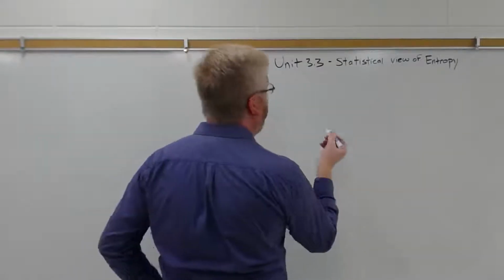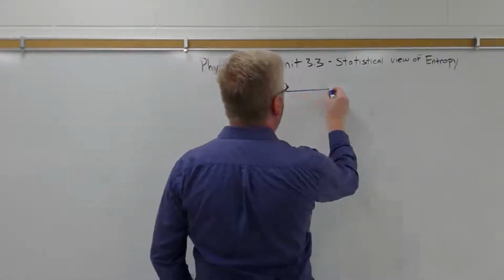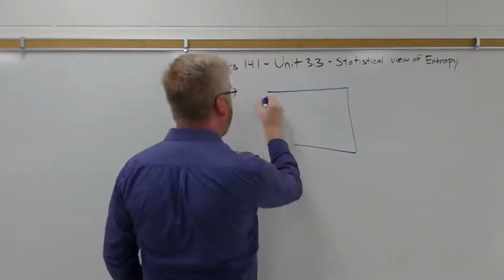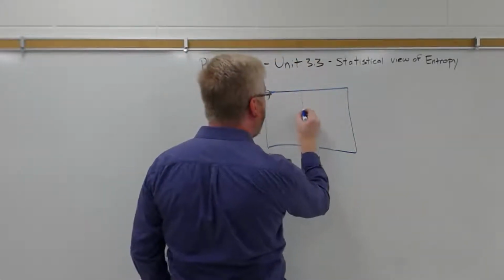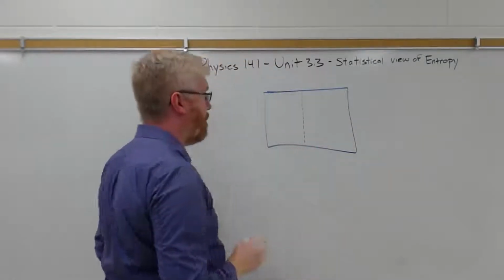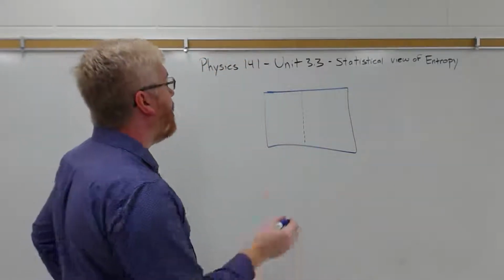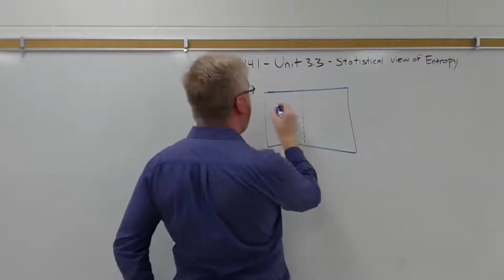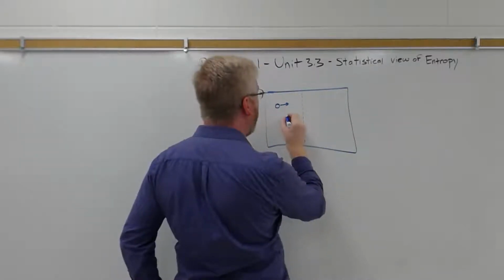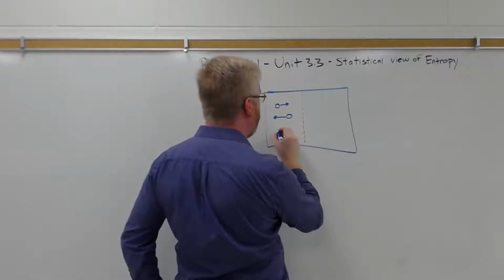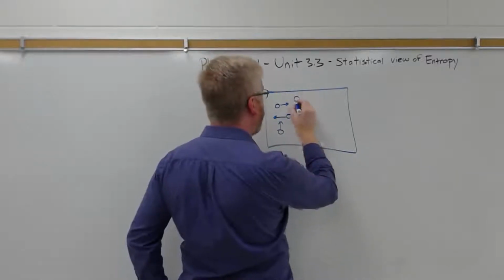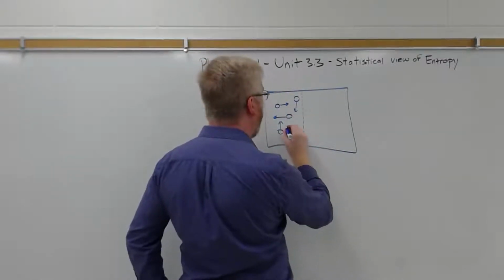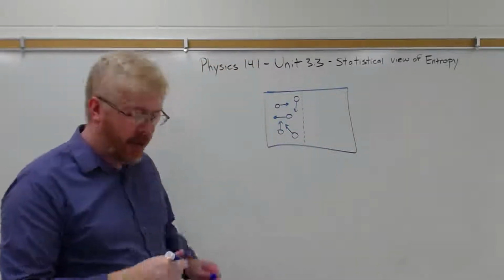And let's look at a perfume example. We'll take a room, and we'll have a divider down the middle of that room. On one end of the room is a complete vacuum. On the other end of the room, we have, say, helium molecules, or helium atoms. We have air, we have helium, bouncing around.